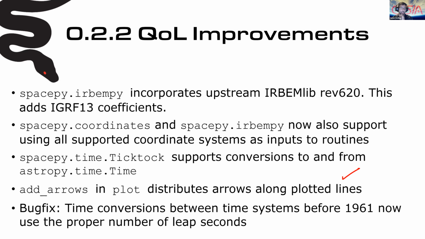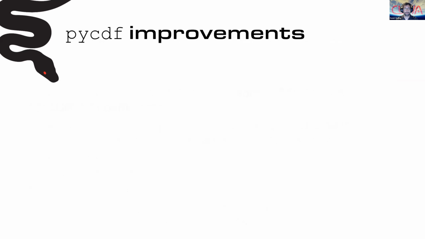We also have a bug fix for time conversions for times before 1961 so that we're using the proper number of leap seconds. So a small bug fix, but an important one if you're using older dates and times.